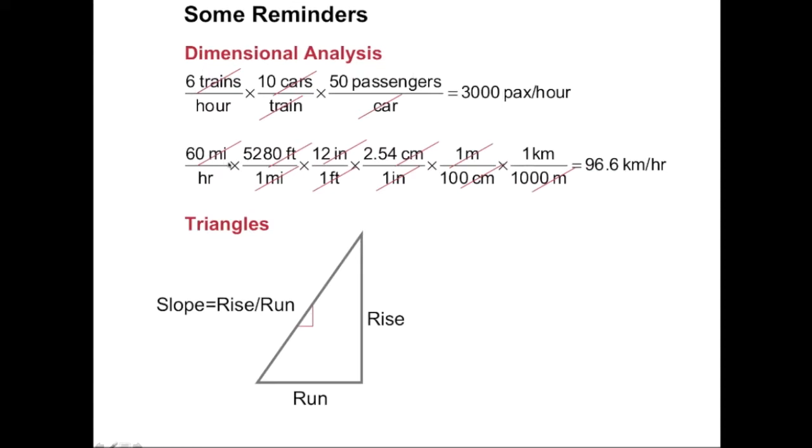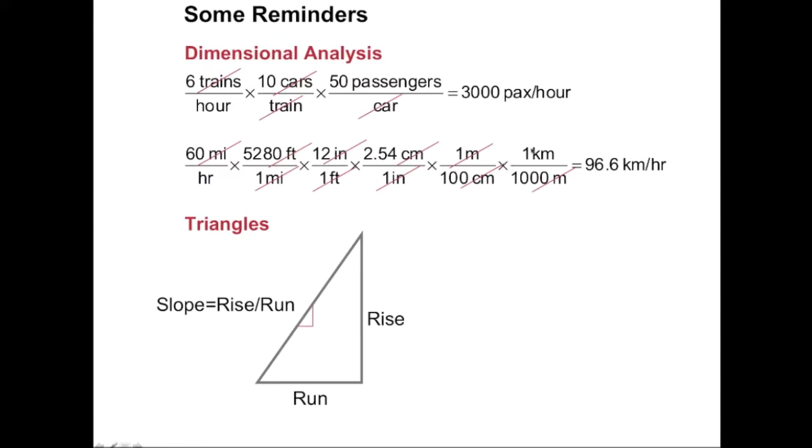Similarly, you can use dimensional analysis to convert from one set of units to another, so you can easily convert 60 miles per hour, for example. 1 mile is equivalent to 5,280 feet. 1 foot is equivalent to 12 inches. 1 inch is equivalent to 2.54 centimeters. 1 meter is equivalent to 100 centimeters. And 1 kilometer is equivalent to 1,000 meters.